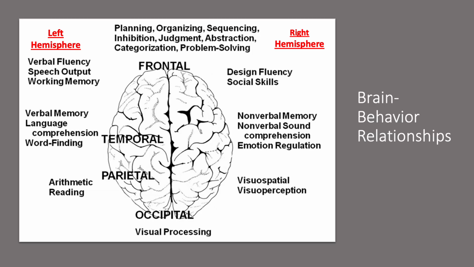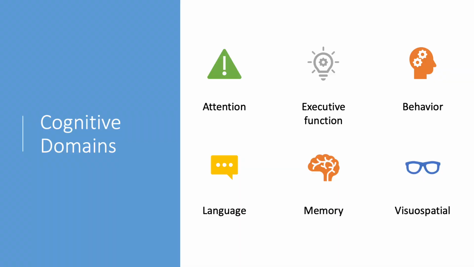The left and right hemispheres obviously serve very similar roles, but there are some areas of specialization. So you know that on the left side, most of our language and speech functions are located. So our verbal memory, language memory, word finding are really a left temporal, frontotemporal function, whereas the right frontotemporal is really about design fluency, social skills, and non-verbal memory, and our occipital lobe is really focused on visual processing.